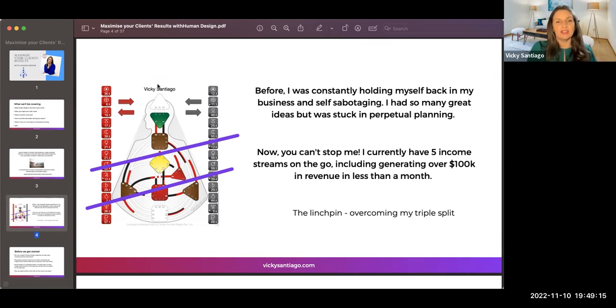So for me, you can see this is my human design graph here. And what I realized was that I am what's called a triple split. And we will go into this later on, so don't panic. But basically what that means is that my energy is split into 3 chunks, and they're divided from each other, so they won't communicate with each other.